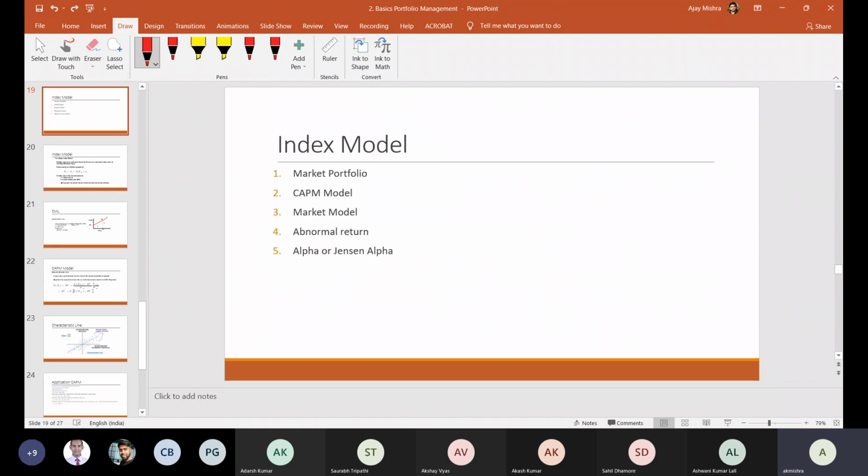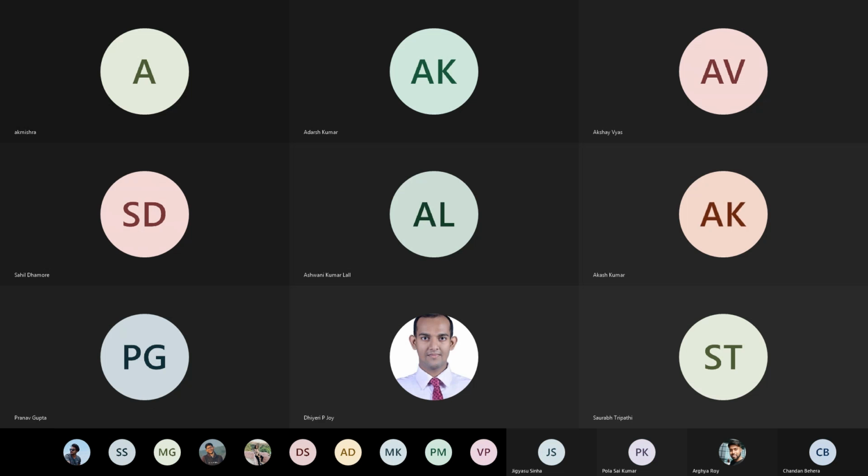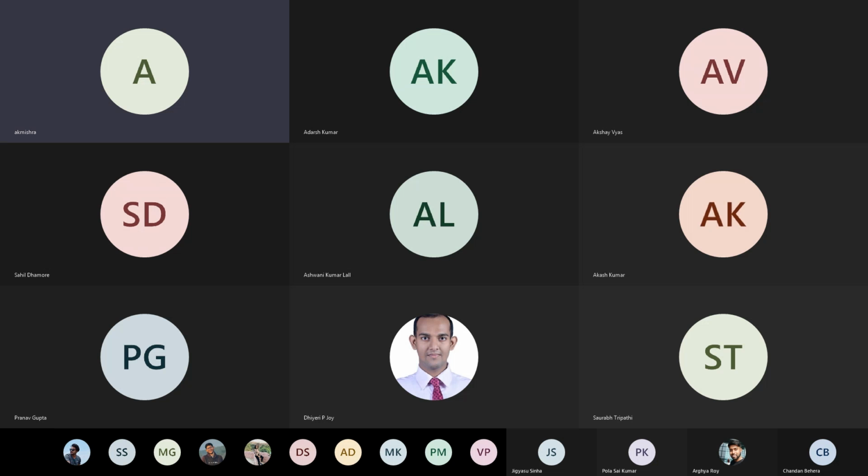Now we will move to another topic, because all these concepts you already studied, so I'm not spending much time. I'll be spending more time when we talk about portfolio theories related to these concepts.